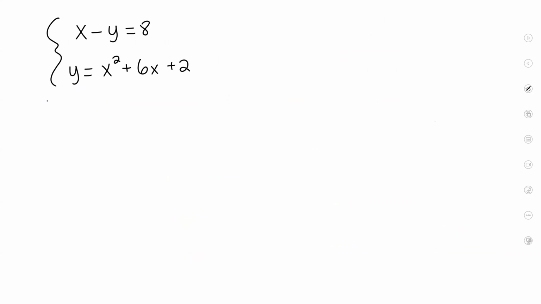The first step, make sure one of your variables is isolated. So this one is isolated, that's perfect. So I'm going to do x minus, instead of writing a y, put parentheses. We are going to put this second equation in y's spot.